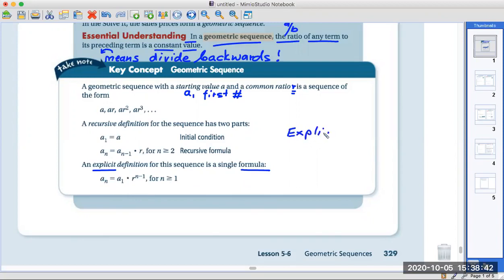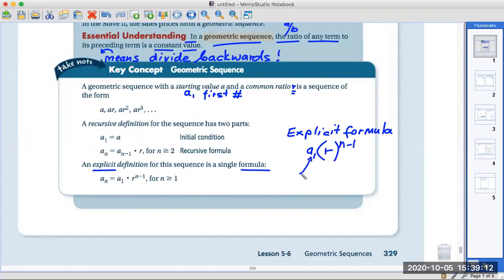Explicit formula helps you find any term in the sequence. You don't have to write them all out. You use the explicit formula and you can find the hundredth number in the sequence, or the thousandth, or the 50th, whatever you want, okay? The explicit formula just means you take the first number and you multiply it by the common ratio to the power of n minus 1.